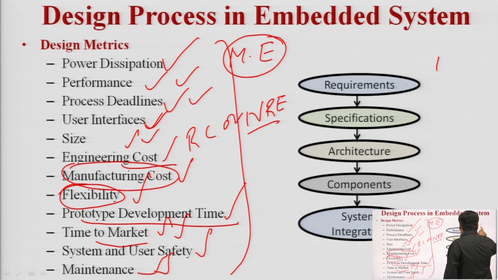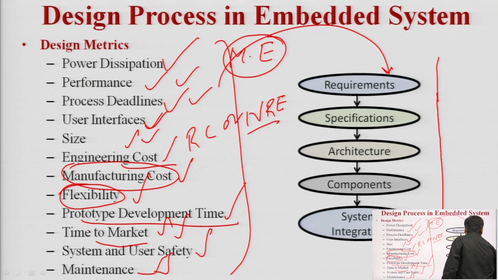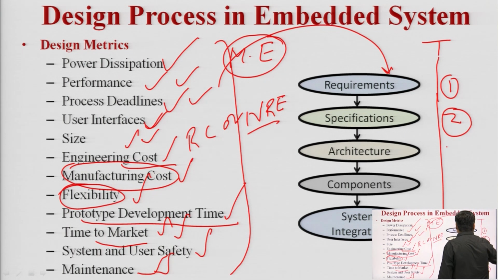We are discussing these design metrics and incorporating them here. These are the general steps we have to take care of while designing any system. So this is a top-down approach. Okay. So what are the various abstraction steps? The first one is requirement, the second is specifications, the third is architecture, the fourth is components, and the fifth is system integration.